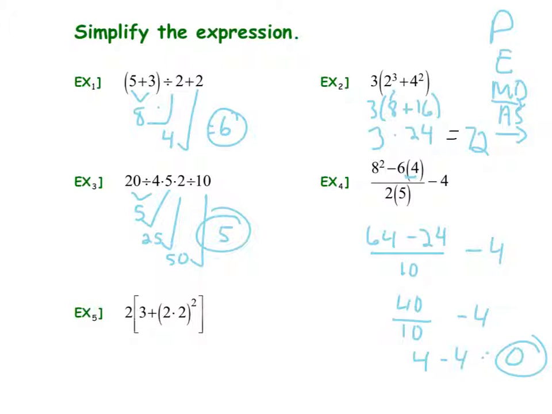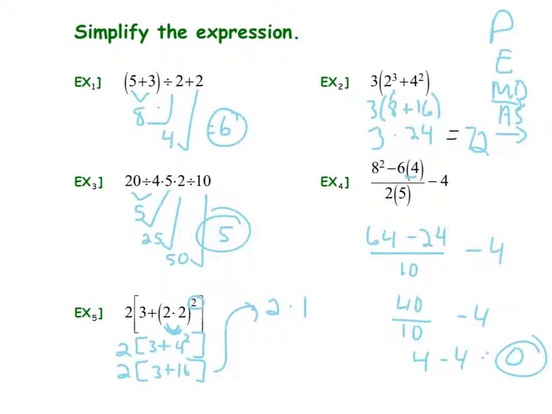So the innermost parentheses would be here. The exponent is on the outside, so you're going to do that after you do the inside of the parentheses. So we have 2, then we have 3 plus 2 times 2, which is 4, and then 4 squared. Then I do the square, so I do 2 times 3 plus 16. Then, of course, I have to add this 3 and the 16, so that's 19.